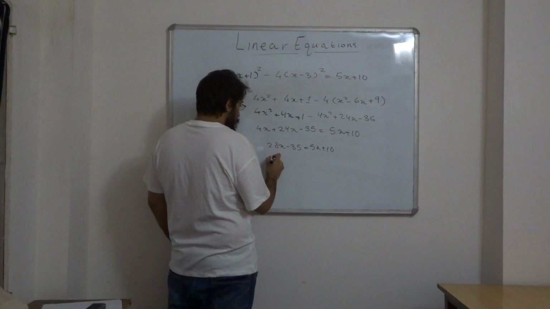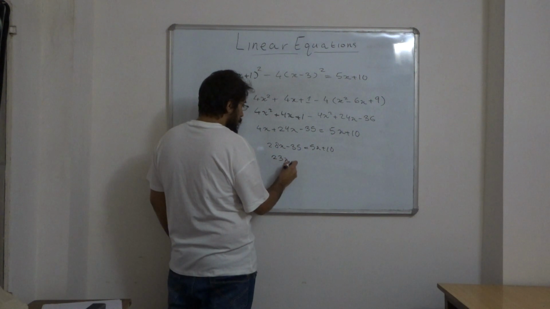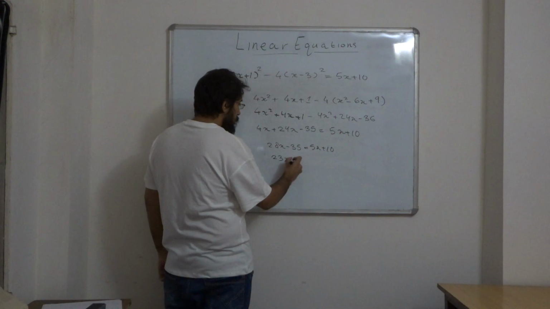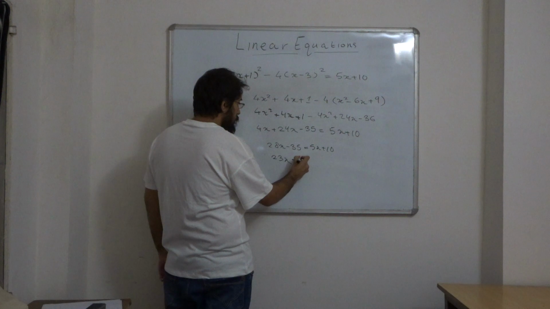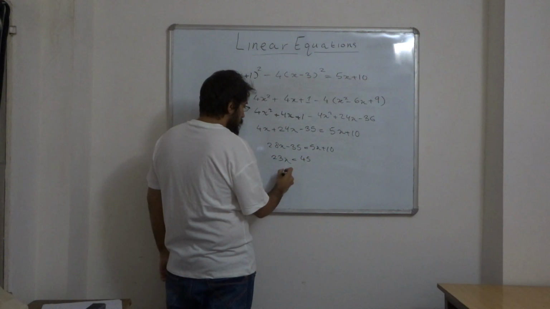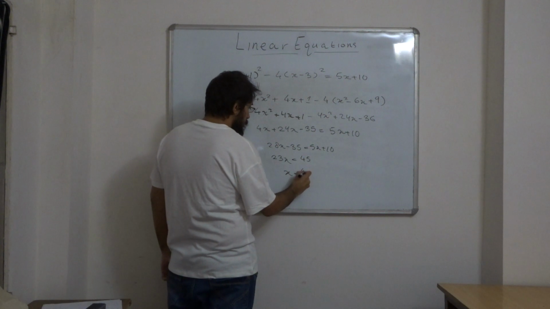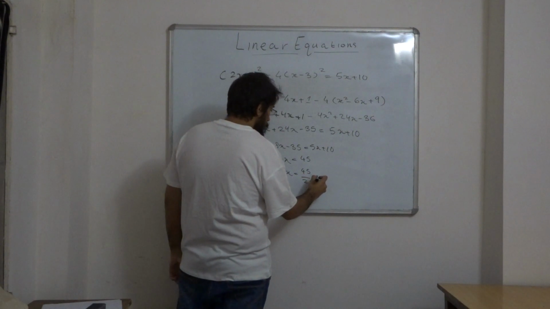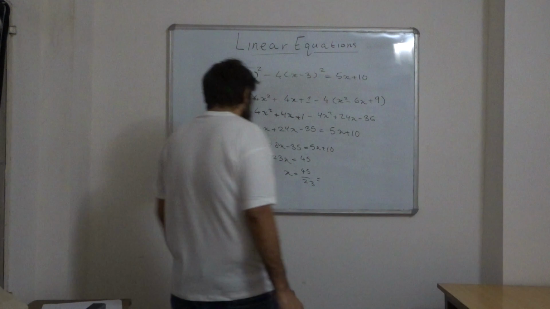So now what do you have? You have 23x, because 5x goes on the other side, so 23x equals 45. So x equals 45 over 23. So then this is your answer.